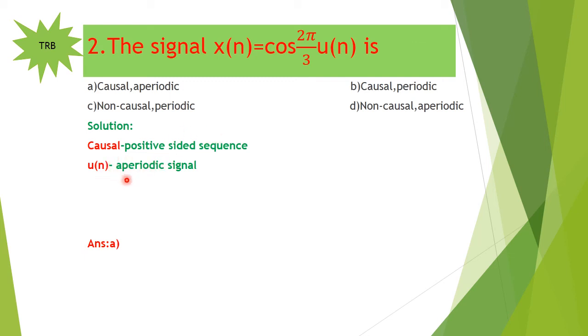Also u of n, the unit step signal, is an aperiodic signal. Aperiodic signal means it does not repeat periodically. We will be having a constant value from 0 to infinity. So it is an aperiodic signal. So option A is the right answer.